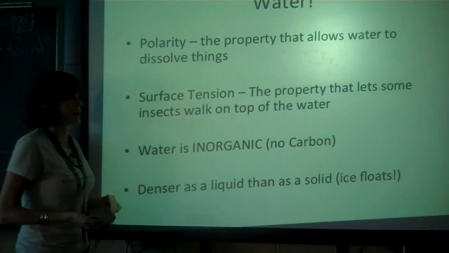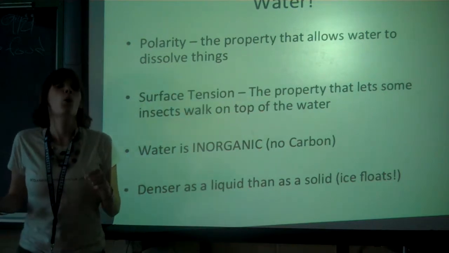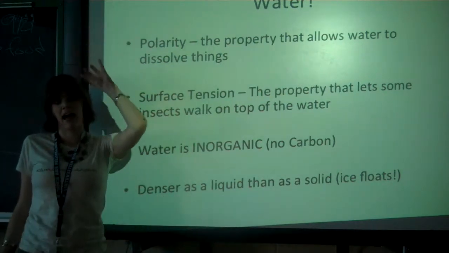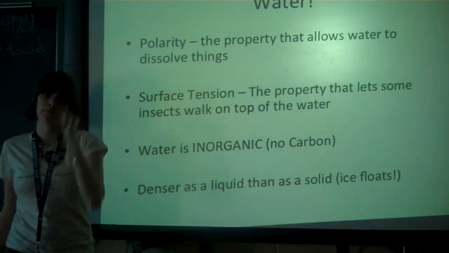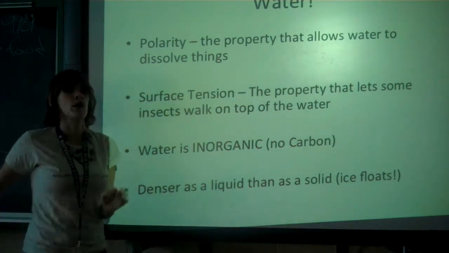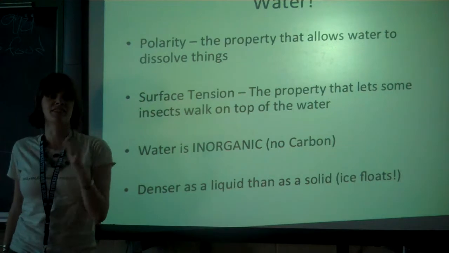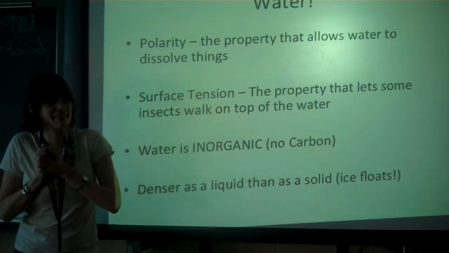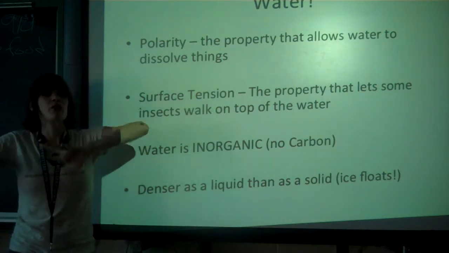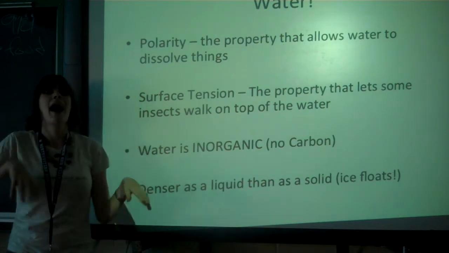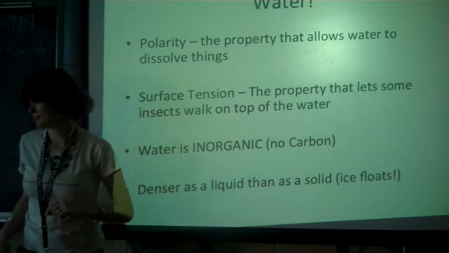We need to know that water is inorganic, means it does not have biology's big C, carbon. And finally, water is denser as a liquid than as a solid. When water freezes, it expands. The molecules get further apart, and the ice floats.